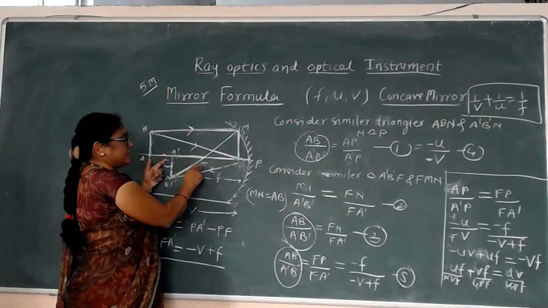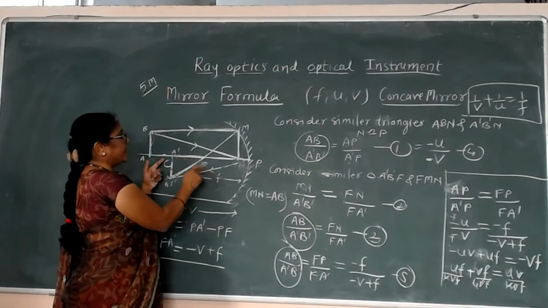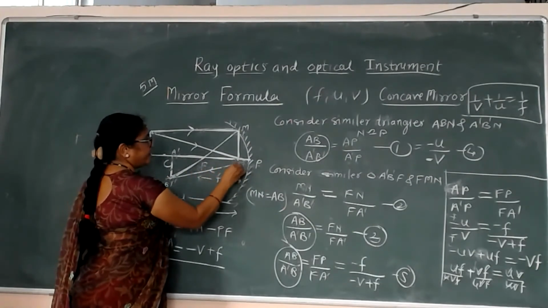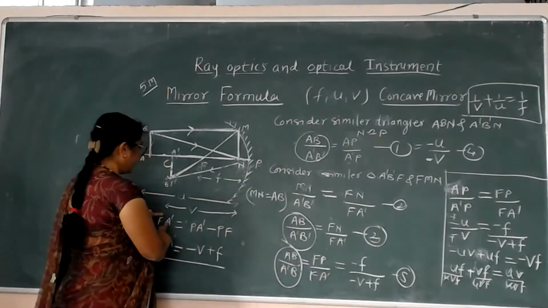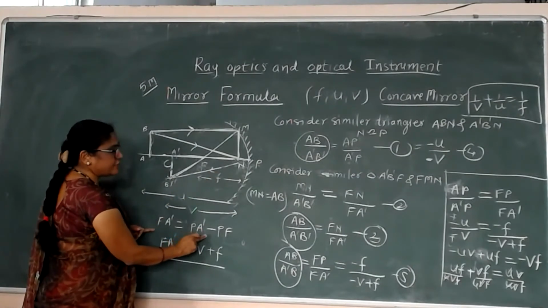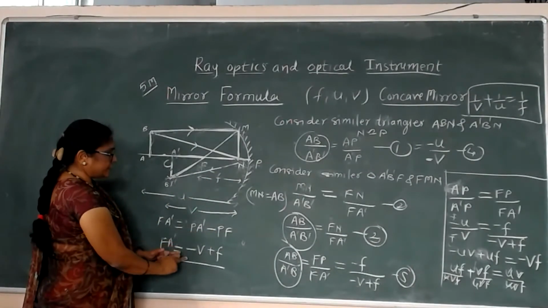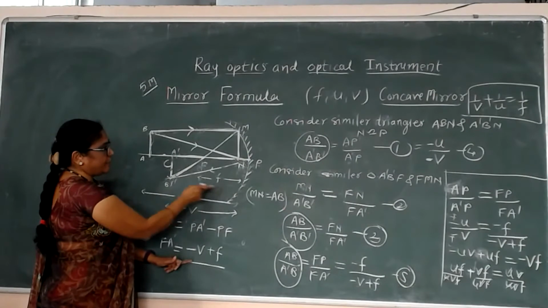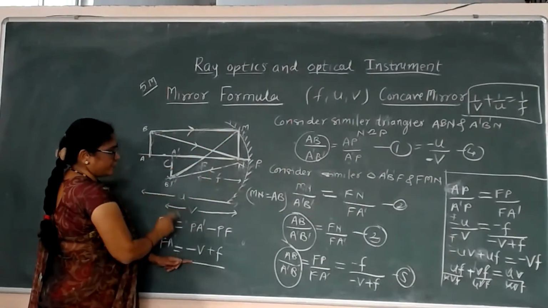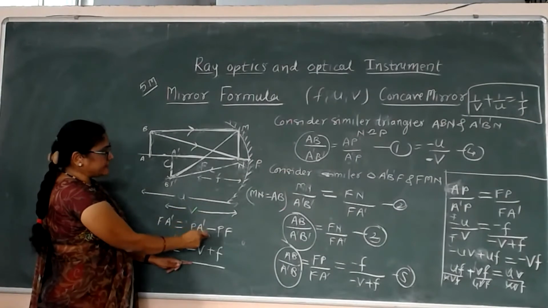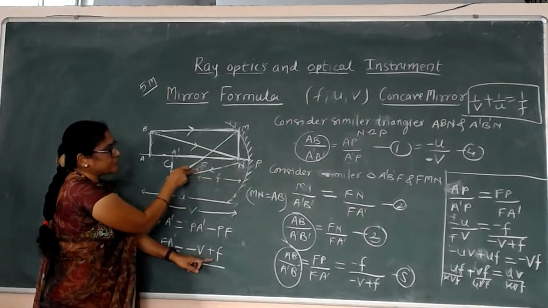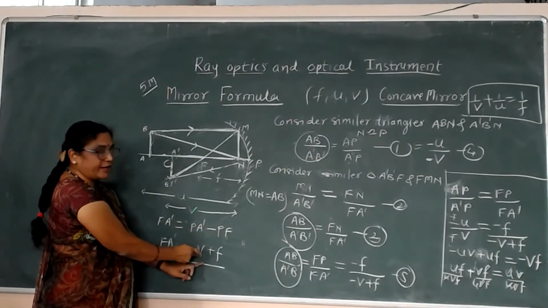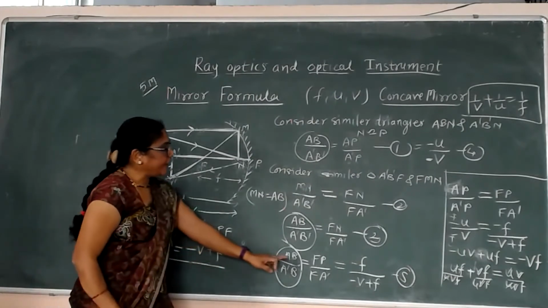For FA dash there is no particular value, so we change it: FA dash is equal to PA dash minus FP. That is, FA dash is equal to PA dash minus P. PA dash is equal to minus V. Applying the Cartesian sign, PA dash is in the opposite direction to the incident ray, so we consider minus here. Minus minus is plus. FP is in the opposite direction, so minus here, but there is already one minus. So that is minus V plus F. This is the value of FA dash.